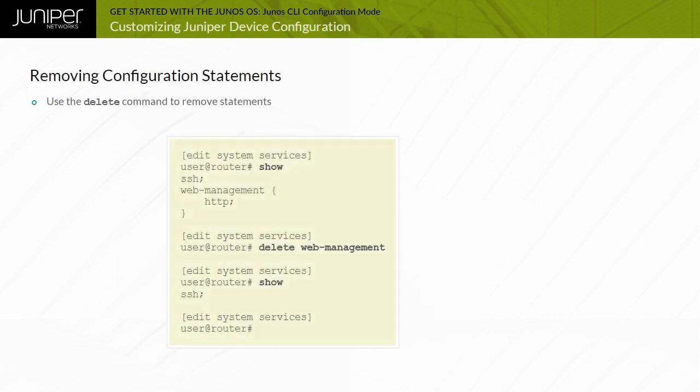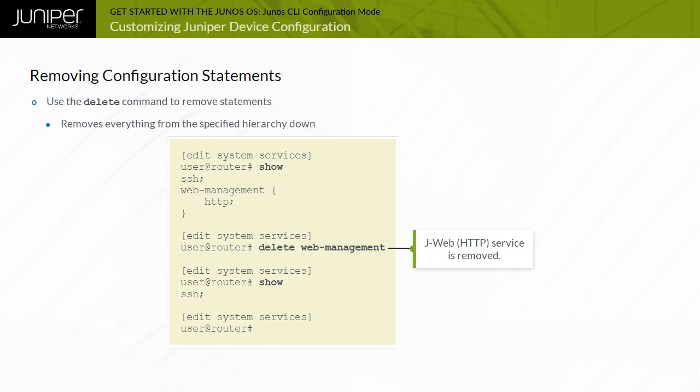Use the configuration mode delete command to remove statements that you previously added to the configuration with a set command. This command deletes the statement and all its subordinate statements and identifiers. Deleting a statement or an identifier effectively unconfigures the functionality associated with that statement or identifier, returning that functionality to its default condition.